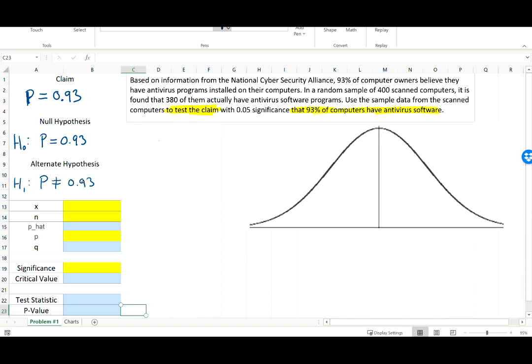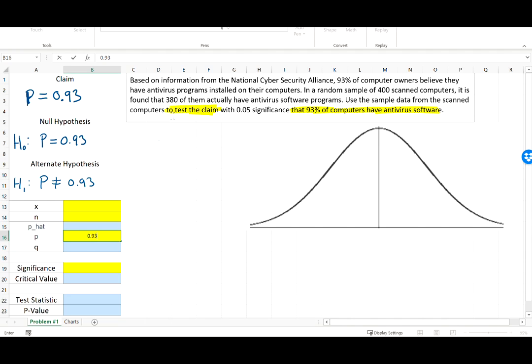Now, let's see if we could use some of this information that's given in the problem. My color coding down here is yellow are cells where I'm going to type something in, and blue is something where I want Excel to do the calculation for me. So let's go back to the problem. Based on information from the National Cybersecurity Alliance, 93% of computer owners believe they have antivirus software. So that's P, the population proportion. So let's put 0.93 in there, the assumed population proportion.